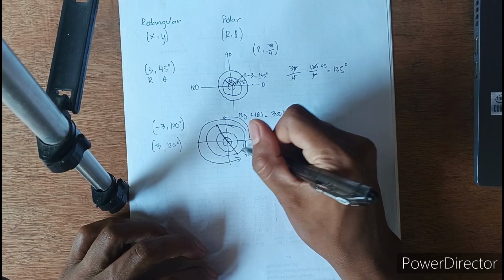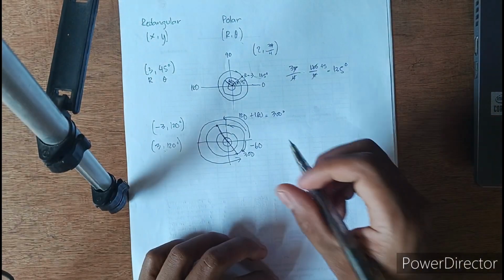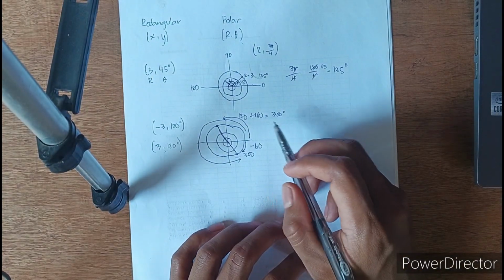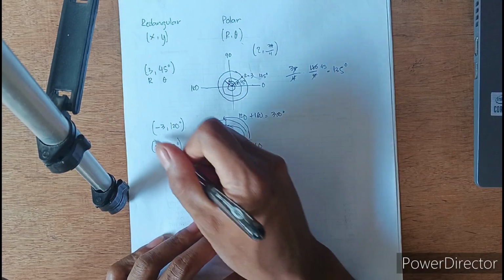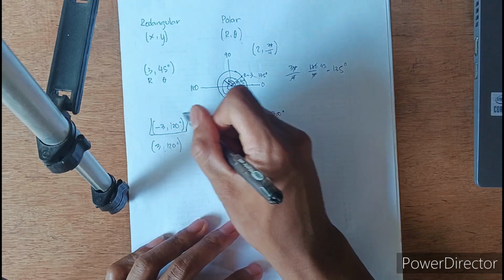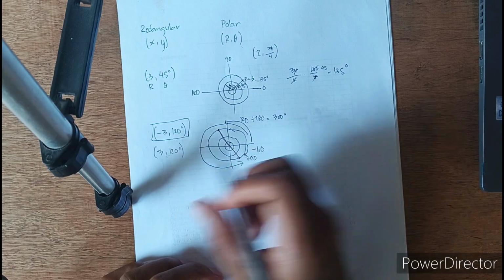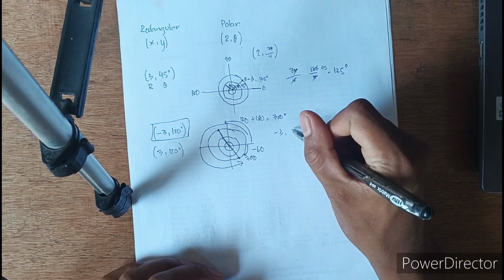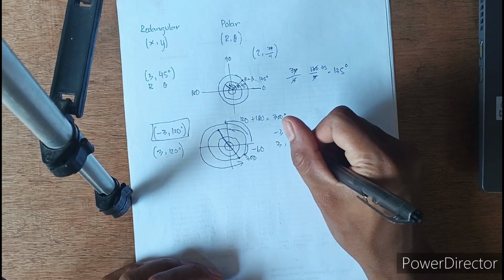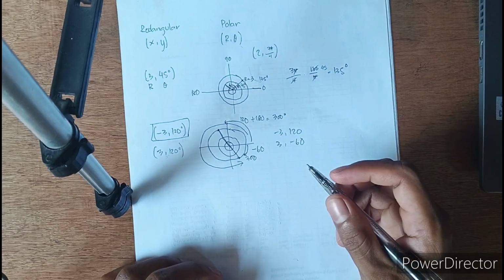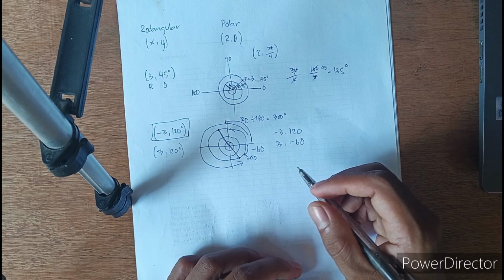And so the rest, this angle here, is negative 60. Sometimes you may need to represent a point using other values. So for example, negative 3 comma 120 is the same as 3 comma negative 60. So that's how you plot points of polar coordinates.